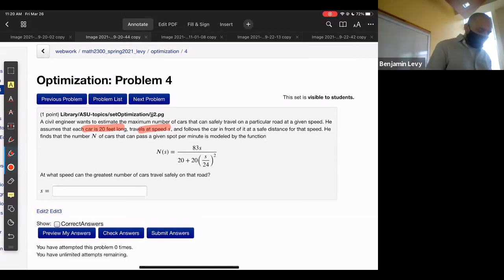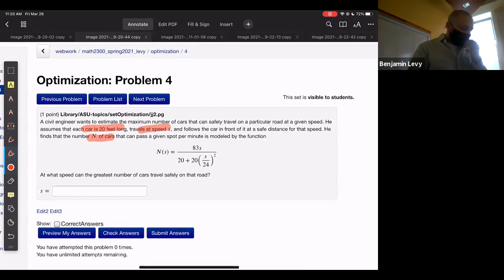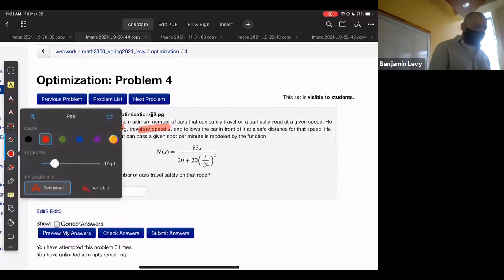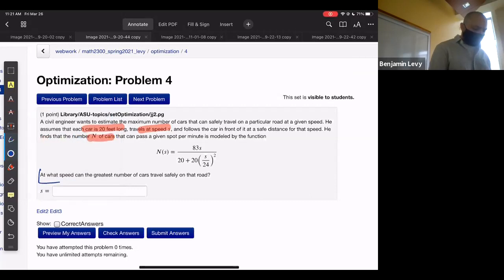He finds that the number n of cars that can pass a given spot per minute is modeled by this function, right? So n is the number of cars and s is speed. And the question is, what speed can the greatest number of cars travel safely on the road? How do we want to do that? What's this asking mathematically? What's this saying?